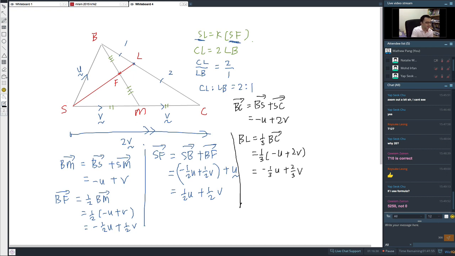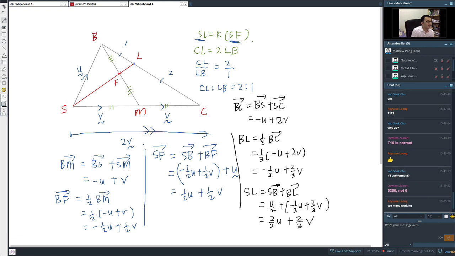Then SB is just U plus BL. BL will be negative 1 over 3U plus 2 over 3V. So this one is 2 over 3U plus 2 over 3V. Okay. Now I have all this, and then I will need to find the value of K. Then I will substitute my SL and my SF.